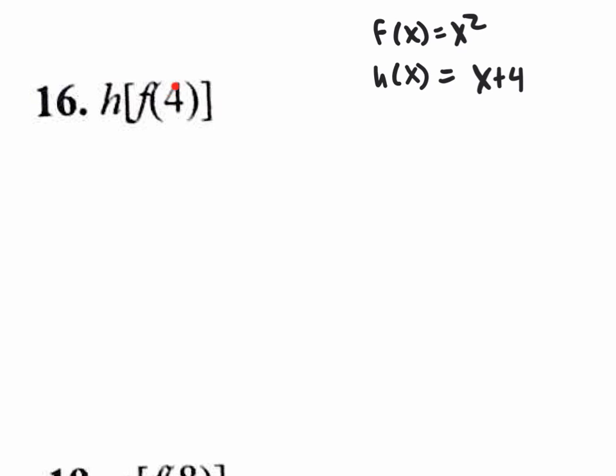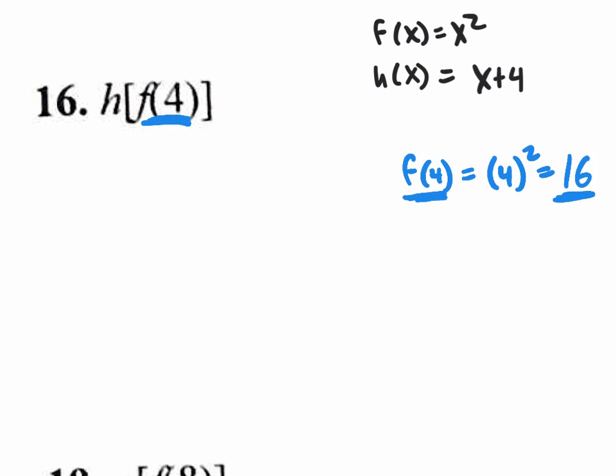We have a 4 right here. Where are we going to plug in the 4? Into the f, right? So here's the f function. I'm going to put a 4 right in there. So if I do plug in a 4, what do I get? 16. And you could actually write that down. F of 4 will equal 4 squared, which is 16. So we all agree that f of 4 is really 16, right?